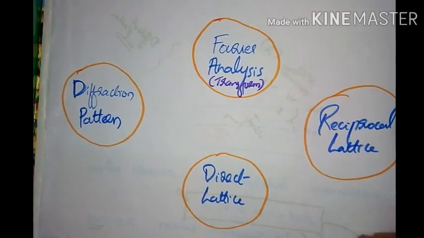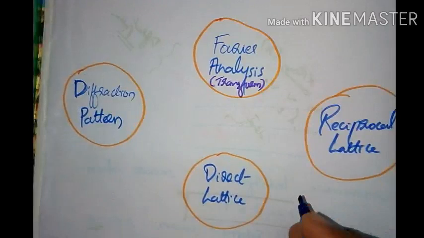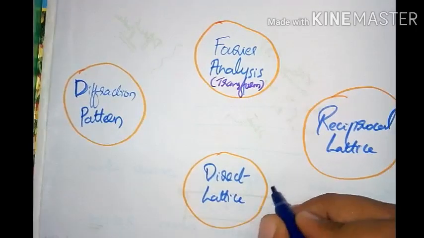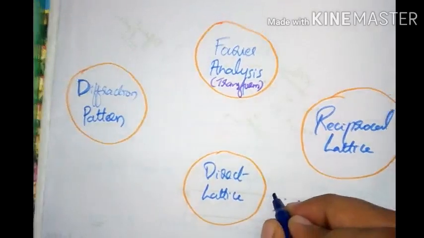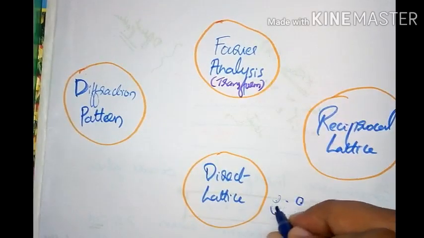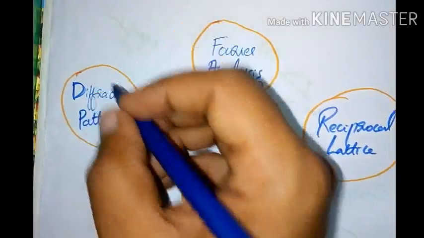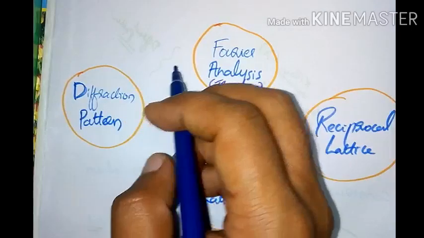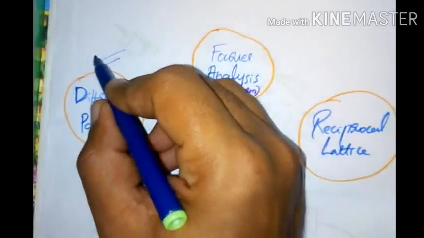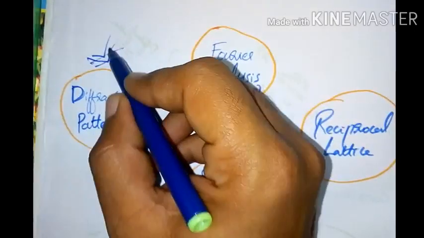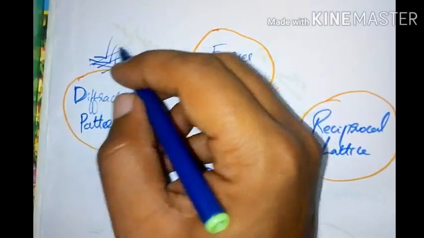To sum up, we have seen these 4 things in this class. First of all, what is a direct lattice? A direct lattice consists of imaginary periodic points, and when we place some atoms at these imaginary points, we obtain a crystal lattice. Then we saw Bragg's law. In Bragg's law, we showed the emergence of a diffraction pattern formed by reflections from different lattice planes.